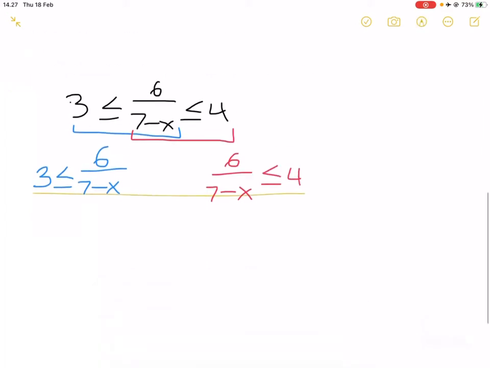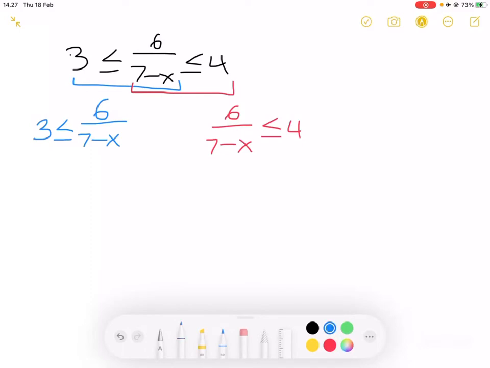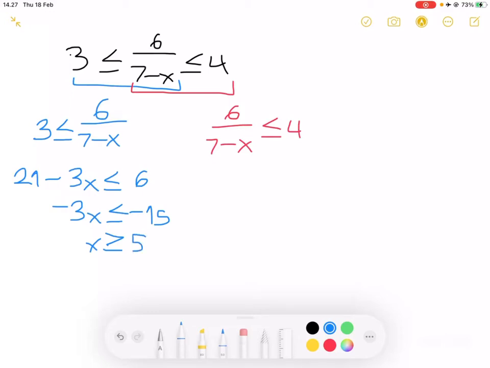Alright, so I'm going to go on with the first case. So 3 is less than or equal to 6 over 7 minus x. You can just multiply by 7 minus x on both sides to get 21 minus 3x on the left hand side is less than or equal to 6. And then subtracting 21 from both sides, you get negative 3x is less than or equal to negative 15. And then divide by negative 3 on both sides, whilst flipping the inequality sign, so it becomes a greater than or equal to, and negative 15 divided by negative 3 is just 5.